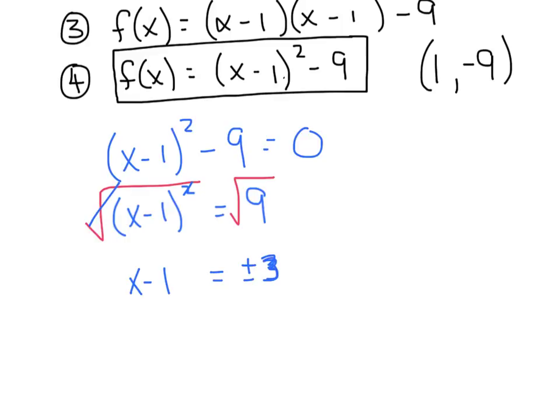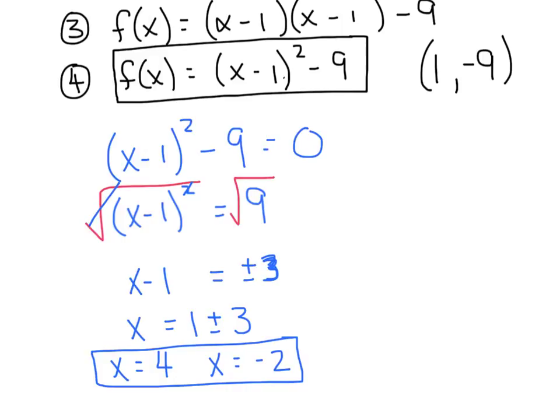Last thing I'm going to do in order to get this x by itself is add the 1 over to the other side. And believe it or not, there are 2 solutions. x equals 1 plus 3 gives me 4, and x equals 1 minus 3, which is negative 2. So I just found my 2 x-intercepts with a new method, and it all started with finding the parabola in vertex form.